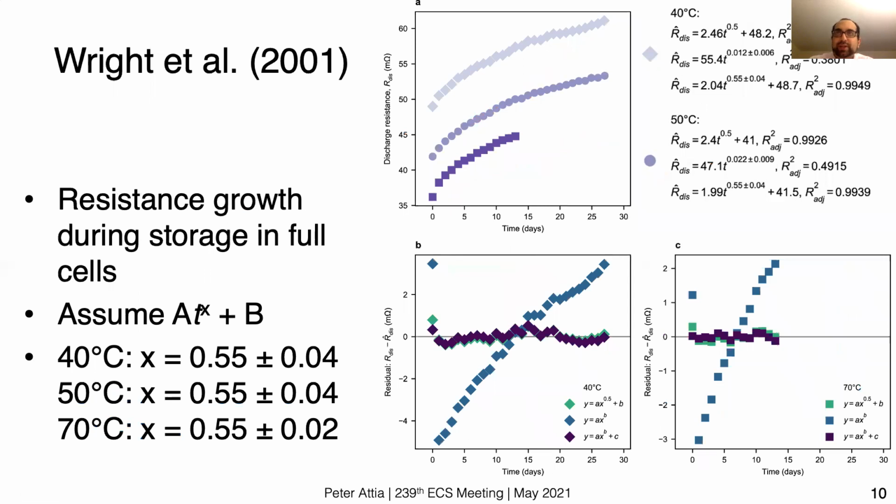This is another older data set, but from a well-regarded paper, Wright et al. from 2001. This one is a bit different in that it was looking at resistance growth during storage in full cells. I think it was looking at 40C, 50C, and 70C; I just included 2 of the temperatures here. The same exercise: because the initial resistance starts at 35, the model without an intercept term, the second model here, has a really poor trend in the residuals, but that's kind of expected.